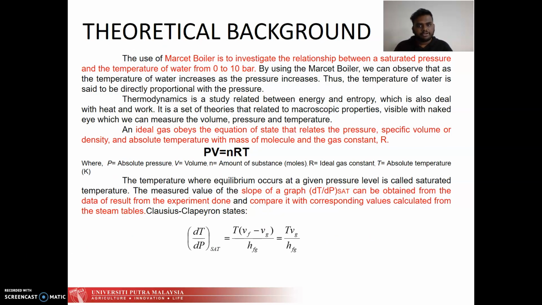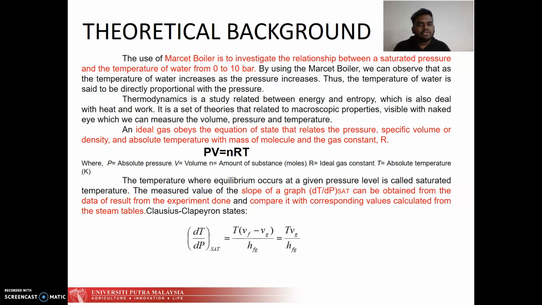The theoretical background. The use of the Marcet boiler is to investigate the relationship between the saturated pressure and the temperature of water from 0 to 10 bar. An ideal gas obeys the equation of state that relates the pressure, specific volume or density, and absolute temperature with the mass of molecules of the gas constant R. The formula is PV = nRT, where P stands for absolute pressure, V stands for volume, n stands for amount of substance, in simple words moles, R is the ideal gas constant and T is the absolute temperature, which is in K.